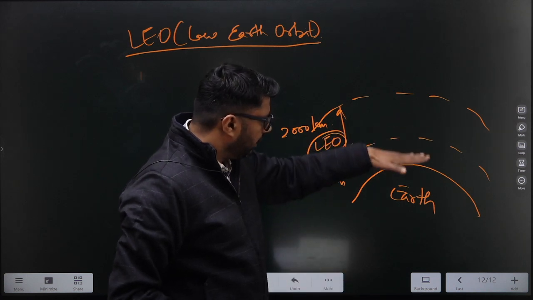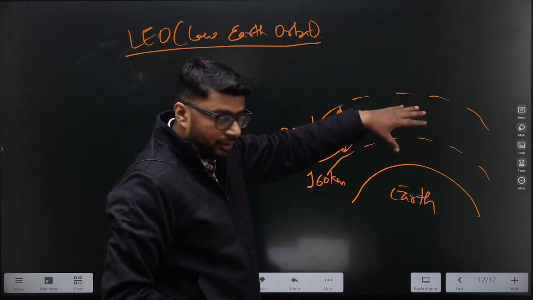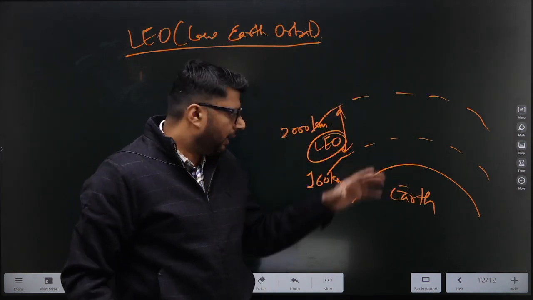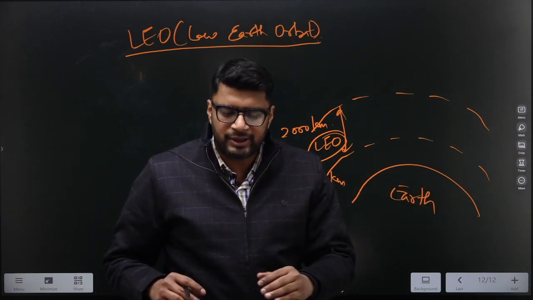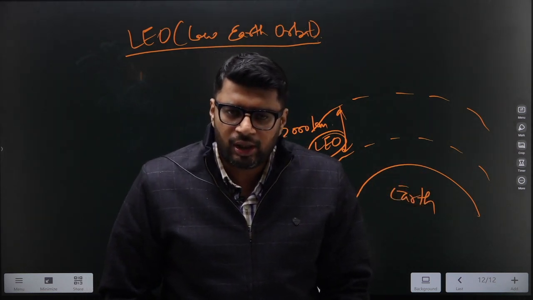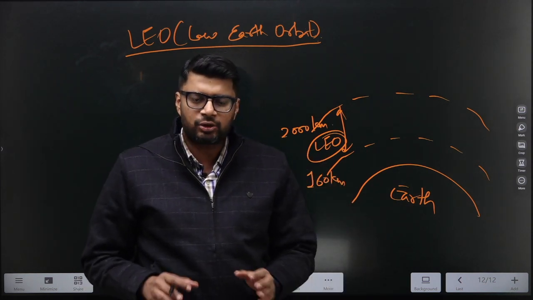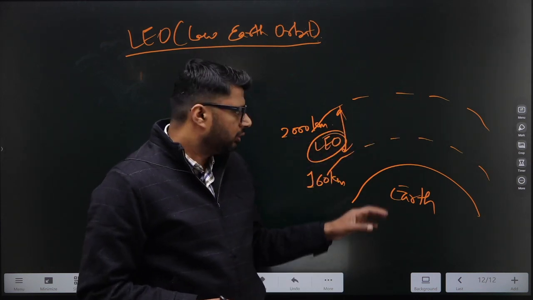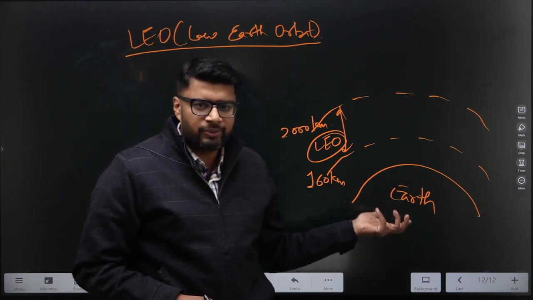But if we place our satellites in this region, the pictures taken from this orbit are very clear, because it is very near to the Earth. So maximum Earth observation satellites are placed in the low Earth orbit, because it is better for understanding the Earth and also the resources available on the Earth.